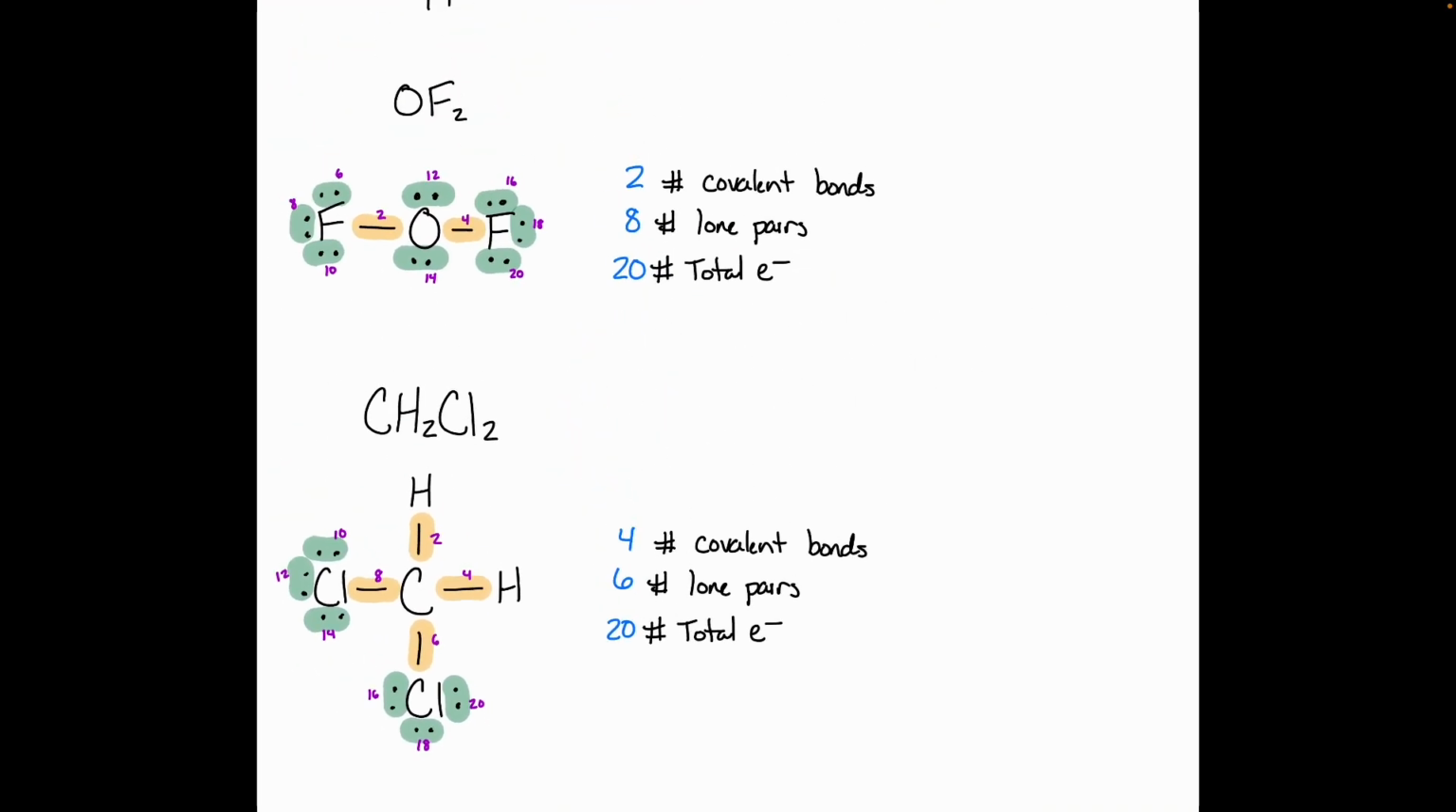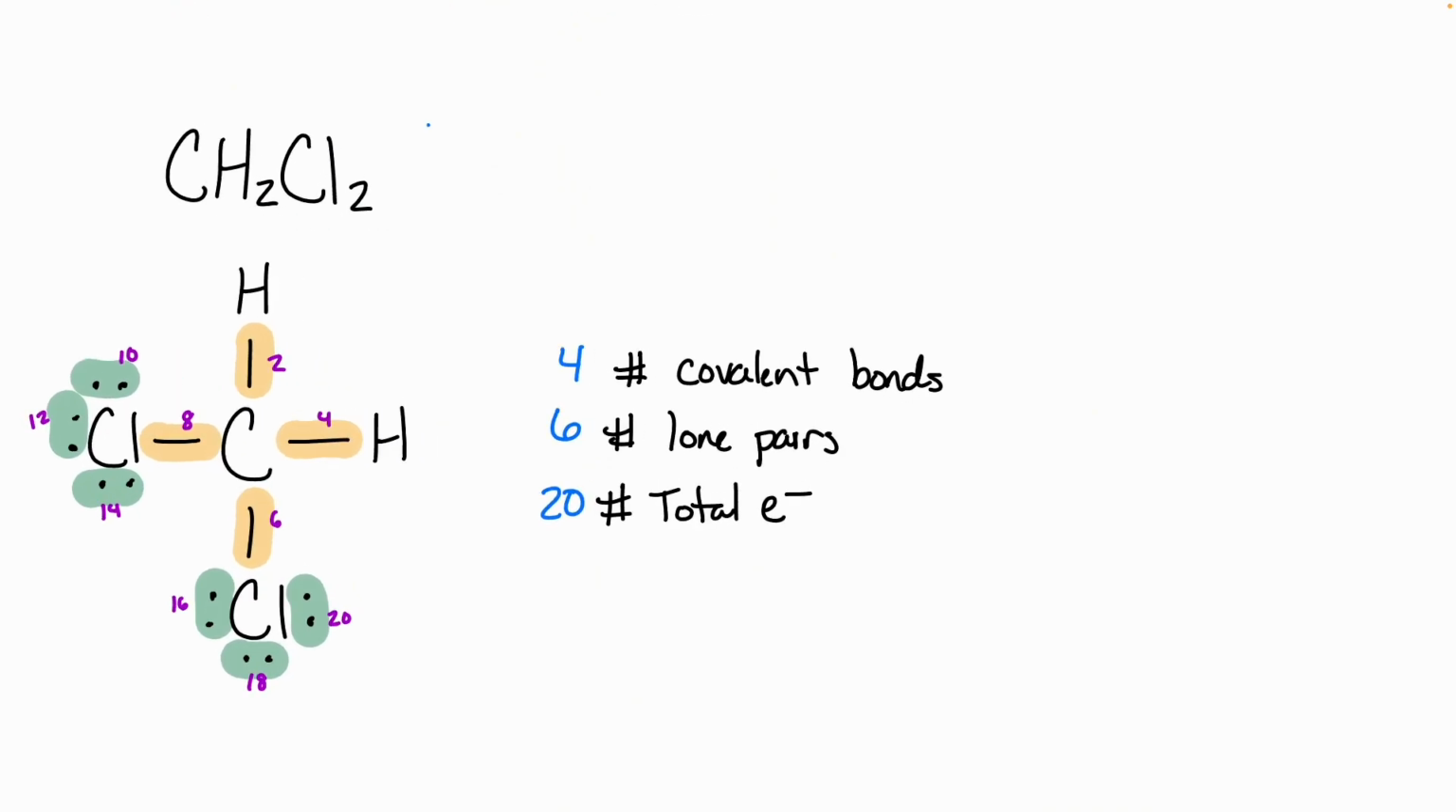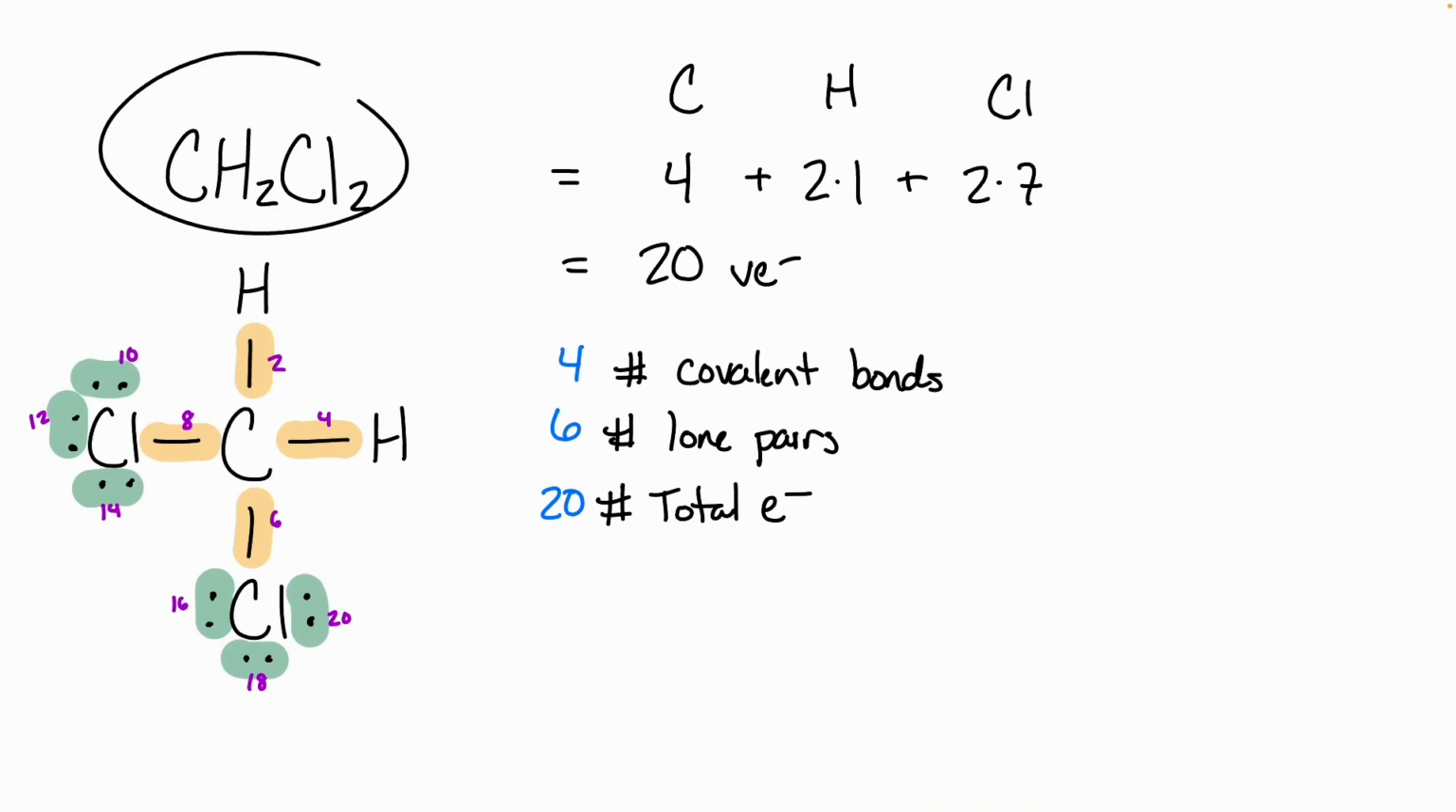Okay? And you want to convince yourself that just starting with that formula, CH2Cl2, if you totaled up the number of valence electrons in this molecule, you would also get 20. According to our periodic table, each carbon has 4 valence electrons. Each hydrogen has 1, and I have 2 of them. And each chlorine has 7, and I have 2 of them. So that gives me a total of 20 valence electrons from that chemical formula, right?